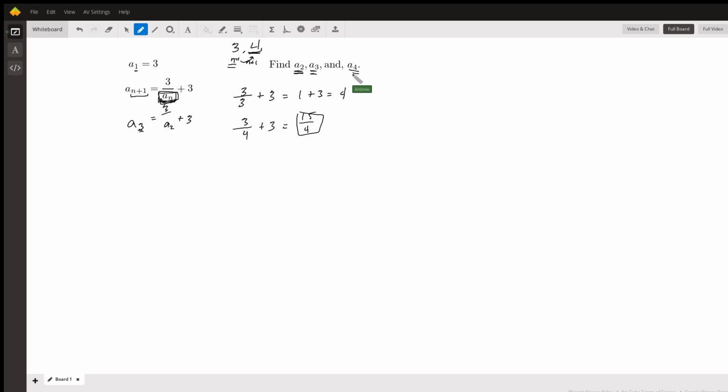You do the same thing for A4. This time, where you're looking for A4, it would be 3 divided by A3, plus 3, and you get the idea. This one is just plugging things in, basic arithmetic. So that gives you an idea of how recursively defined sequences work and what they actually are, and it gives you the tools you need in order to be able to find these values.